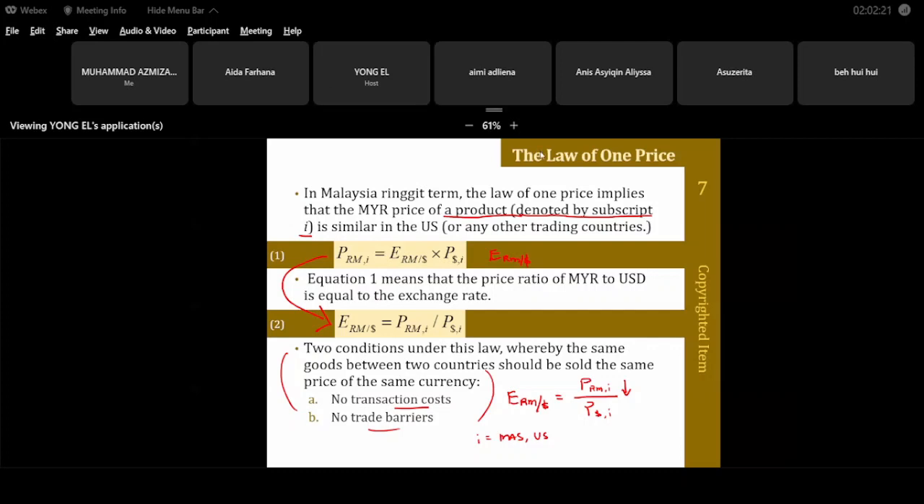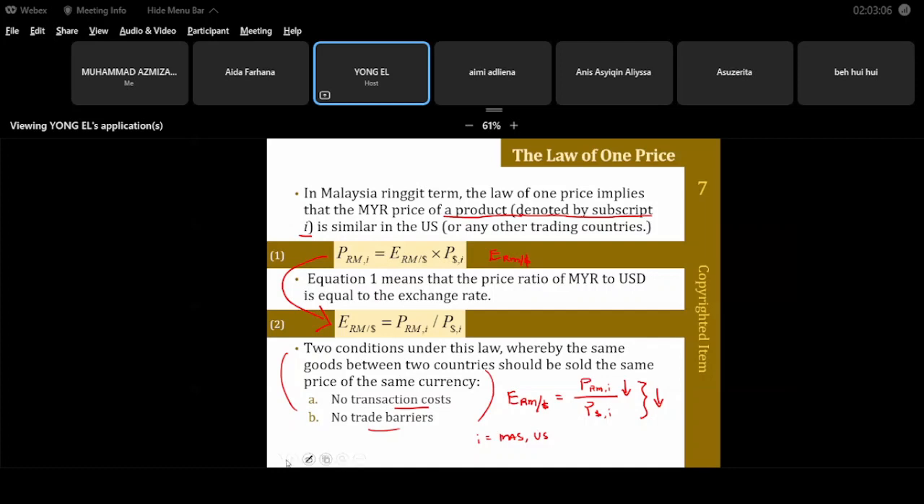Okay, Amy mentions appreciation. Correct. Appreciation means the exchange rate decreases. When the Malaysian price in this ratio decreases, assuming the price level in the US doesn't change, will the whole ratio become smaller or bigger? Smaller, thank you. The whole price ratio here will become smaller.